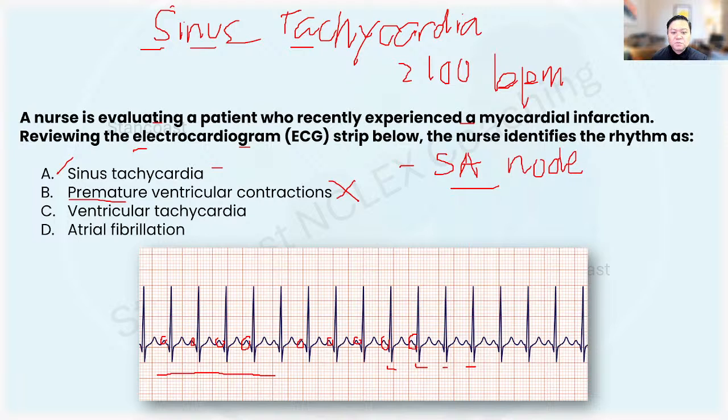Now, going back to the VTach. The VTach is also described as widened QRS. Widening of the QRS, and there is also a rapid heart rate with bizarre complexes. You're not going to really see those here, okay?